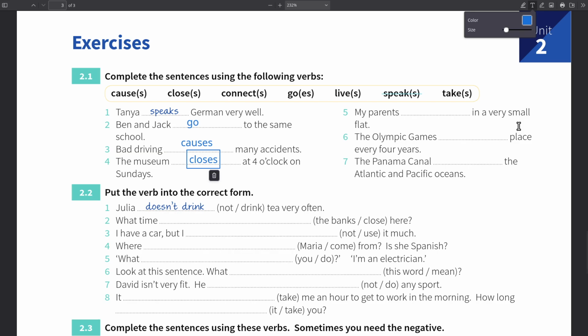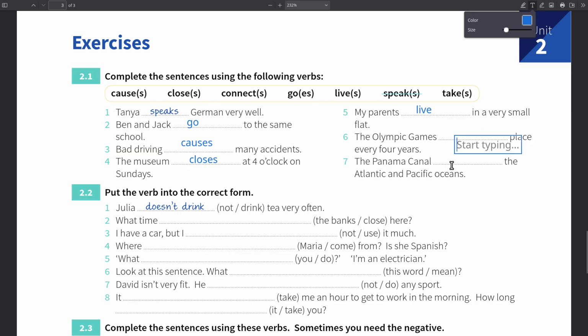My parents in a very small flat, right? So we are talking about a plural. So we have to use a base form verb. In this case, we're going to use live. My parents live in a very small flat.